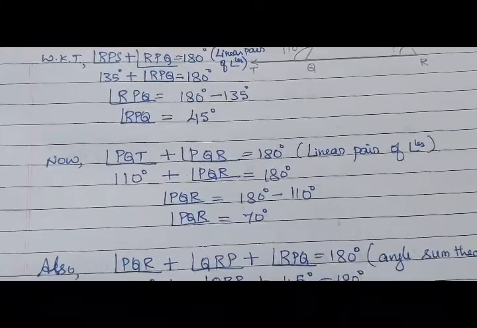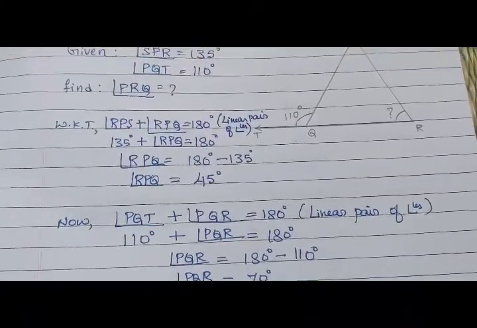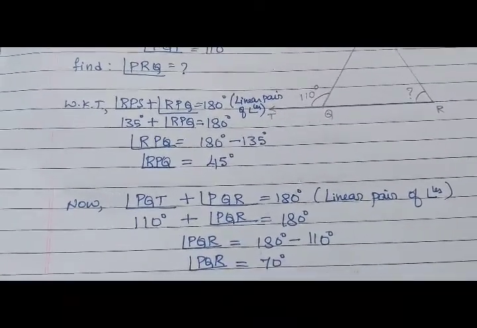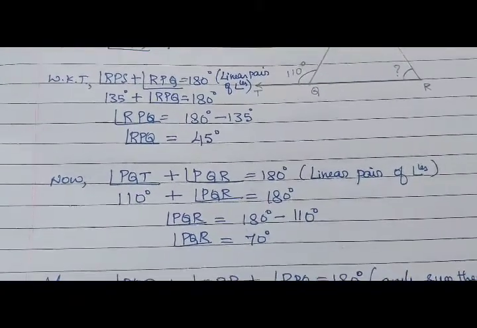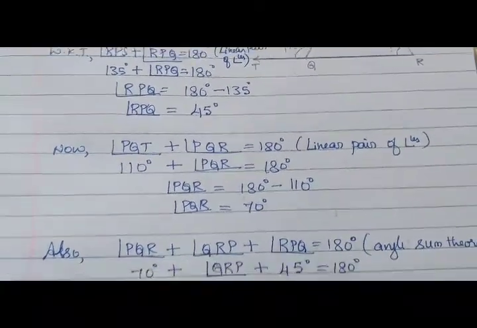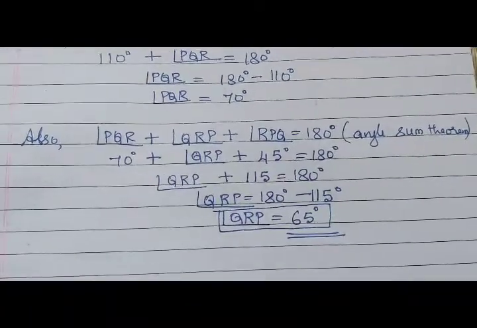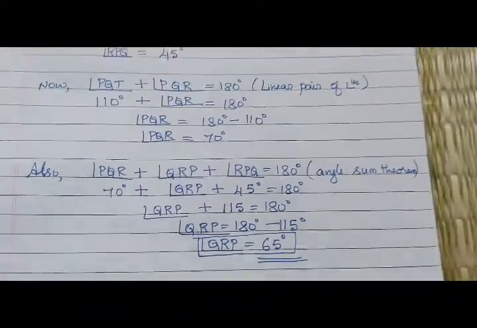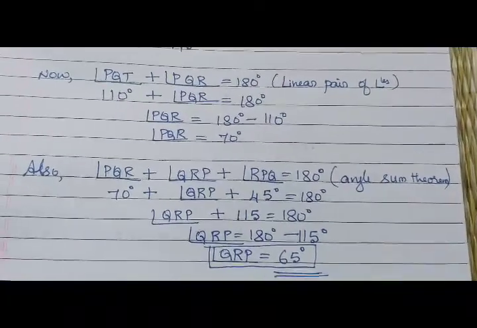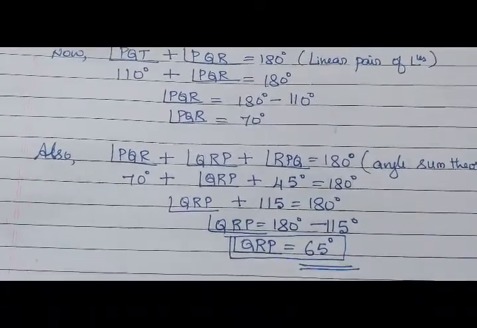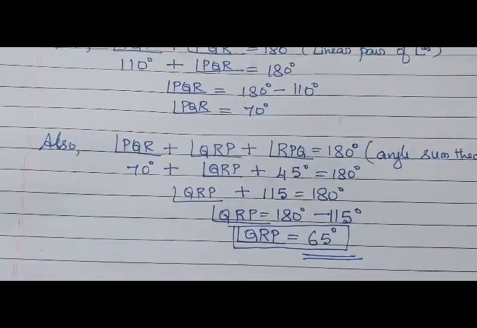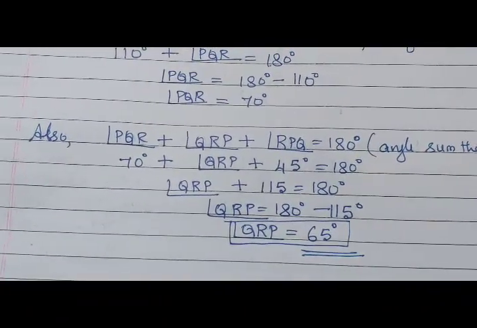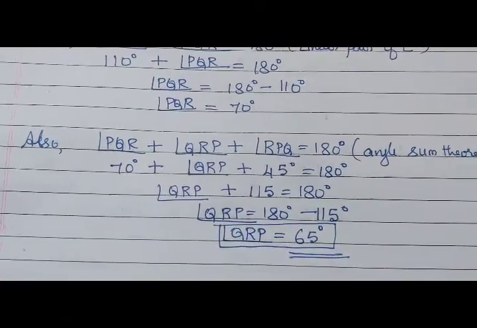Similarly, if we take angle PQT plus angle PQR, they are equal to 180. So 110 plus PQR is equal to 180. Therefore PQR is equal to 70. Also, PQR plus QRP plus RPQ is 180, the angle sum theorem. We substitute: PQR is 70 and RPQ is 45, so angle PRQ is equal to 65 degrees.